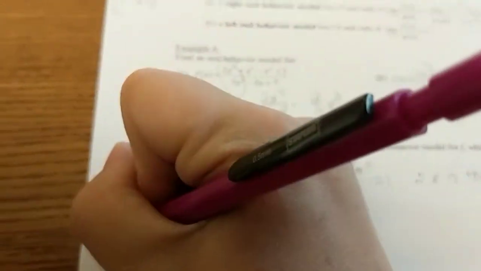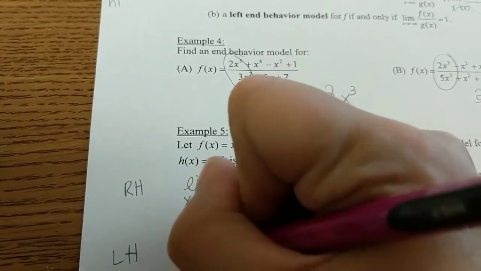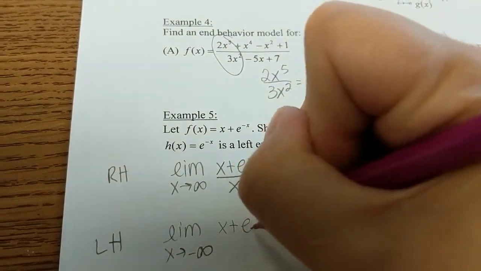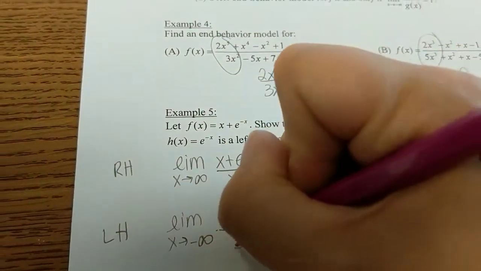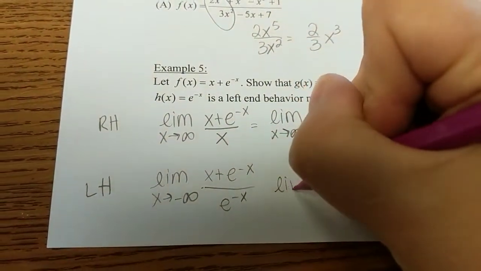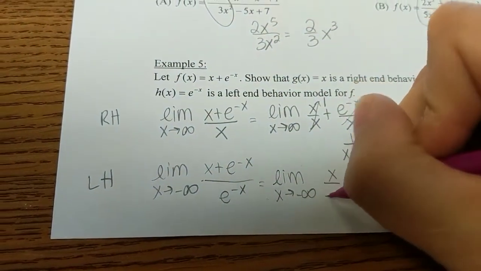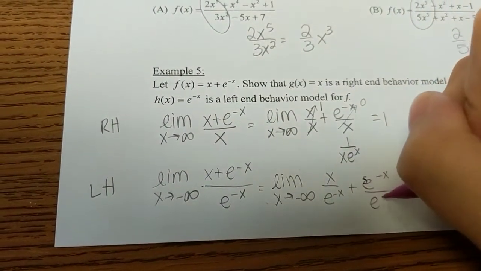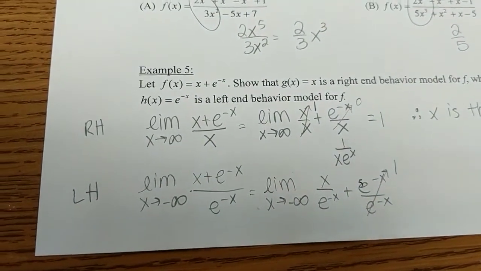So now we have to do the same thing for the left-hand side, but instead we're going to do the limit as x goes to negative infinity. I'm still going to put x plus e to the negative x on top, but this time they told me to use e to the negative x as my model. So again, I'm going to break it up. So x over e to the negative x, and then e to the negative x over e to the negative x. This time, this one's going to go to 1 because that's the same thing.